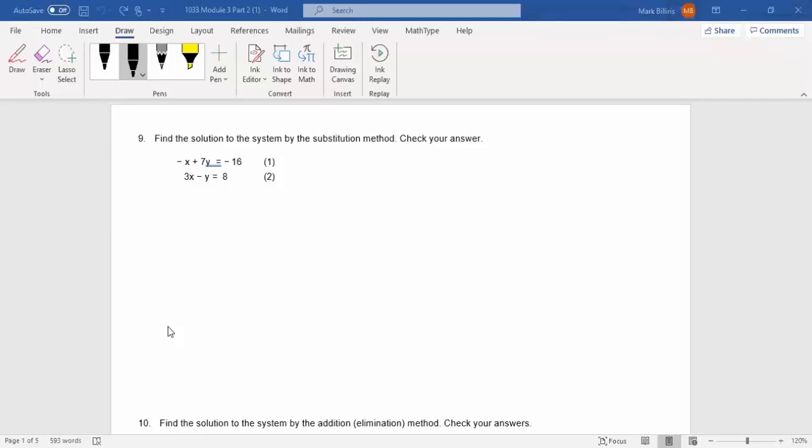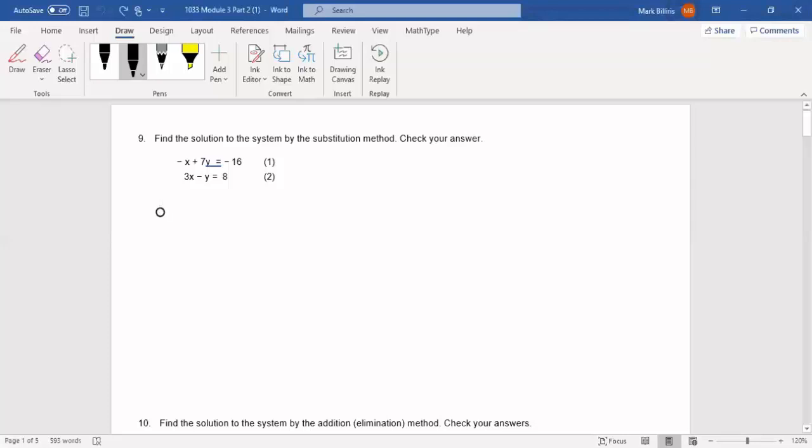We're going to use the substitution method, and we're also going to learn about the addition, which is also called the elimination method. So let's start with the substitution method. In solving using the substitution method, what we're going to do is solve for one of the two variables in either the first equation or the second. I'm going to solve for x in the first equation.